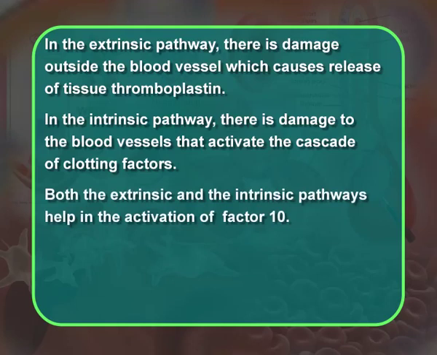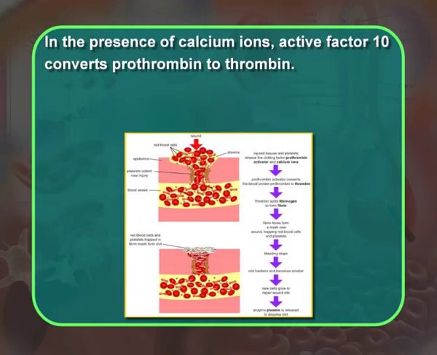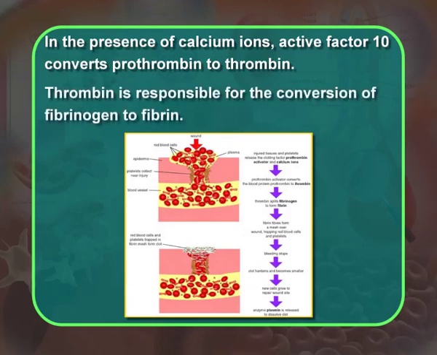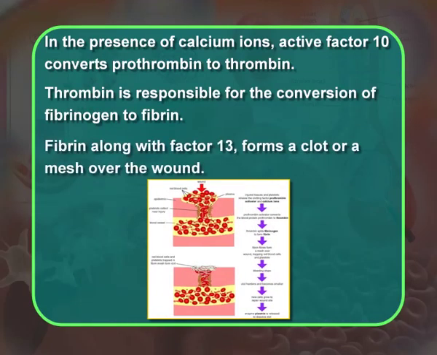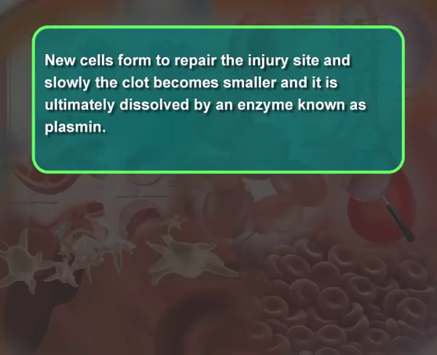Both the extrinsic and the intrinsic pathways help in the activation of factor 10. In the presence of calcium ions, active factor 10 converts prothrombin to thrombin. Thrombin is responsible for conversion of fibrinogen to fibrin. Now, fibrin along with factor 13 forms a clot or mesh over the wound. Once a clot is formed, bleeding stops and the clot hardens. New cells form to repair the site of injury, and slowly the clot becomes smaller and is ultimately dissolved by an enzyme known as plasmin.